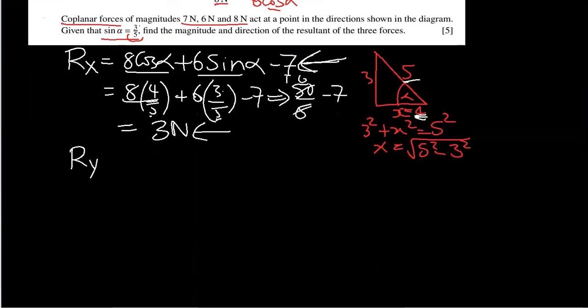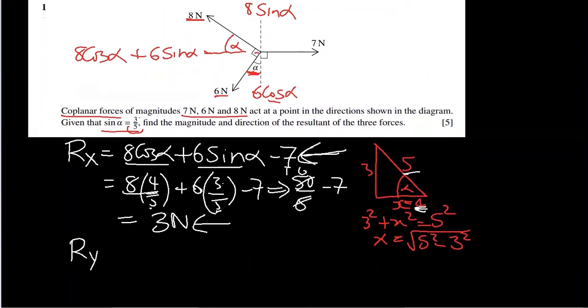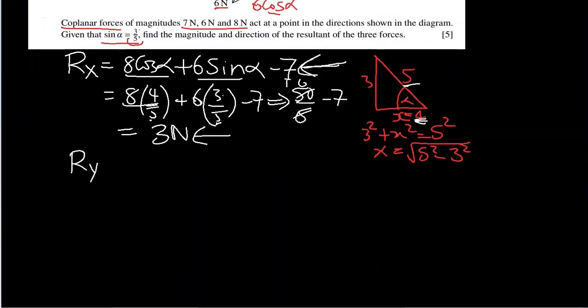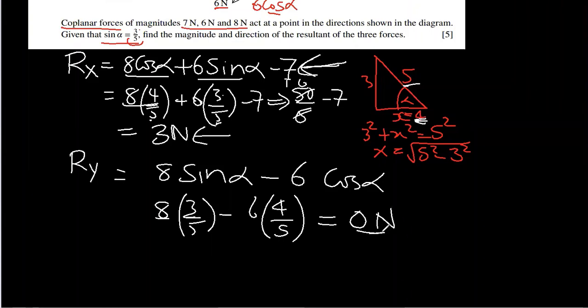Let's go to the RY component. RY, we need drawing for that. So 8 sine alpha upwards, 6 cos alpha downwards. So let's evaluate this also. 8 times sine alpha, 3/5, minus 6 times 4/5. So 8 times 3 is 24/5 minus 20/5. Wow, that is 0 Newton. They are equal. There is no force in y direction, resultant force.